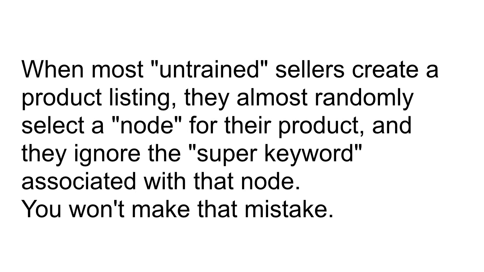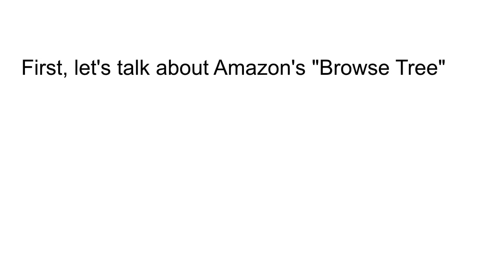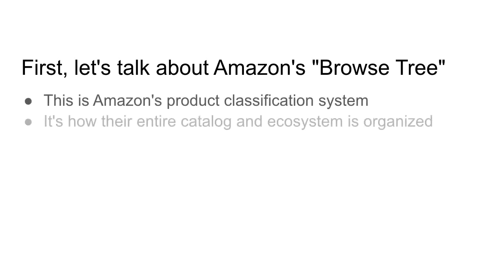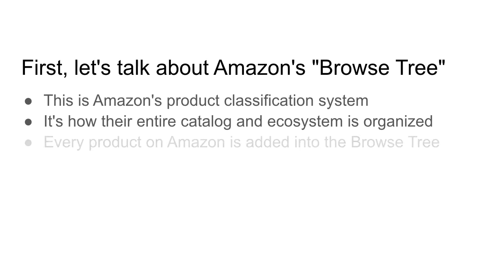So, first, let's talk about Amazon's browse tree. What is a browse tree? Well, this is Amazon's product classification system. It's how their entire catalog, their entire ecosystem is organized. Every single product on Amazon is added into the browse tree at the time it's listed. So when you set up a listing, the product is actually added into the tree in a certain place.